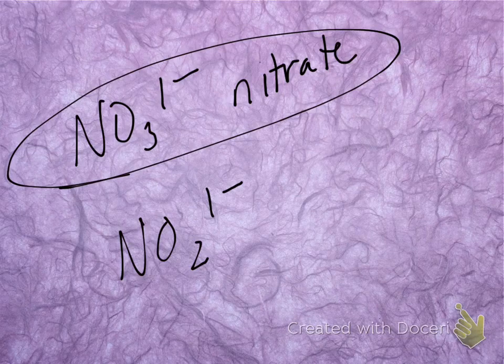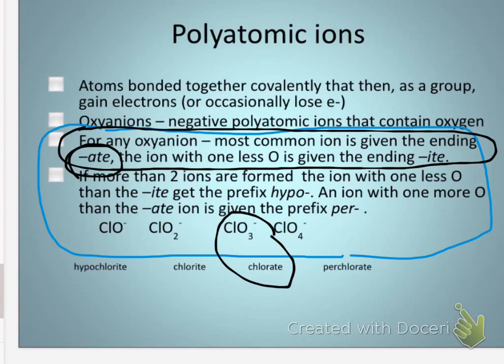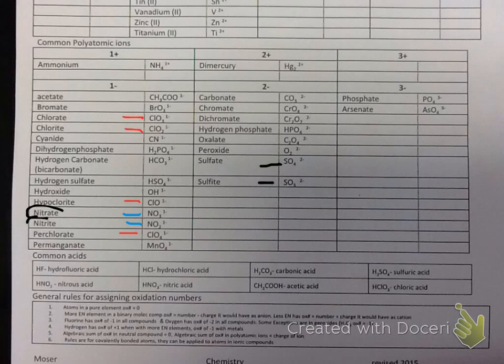And we see it more. We see more compounds with nitrate. We see sodium nitrate and potassium nitrate all the time. Sodium nitrate's a fertilizer. Okay. Well, the one that has one less oxygen than the most common gets the ITE ending. That's easy. So for things like nitrate, nitrite, you can see there's most common, there's one less oxygen.